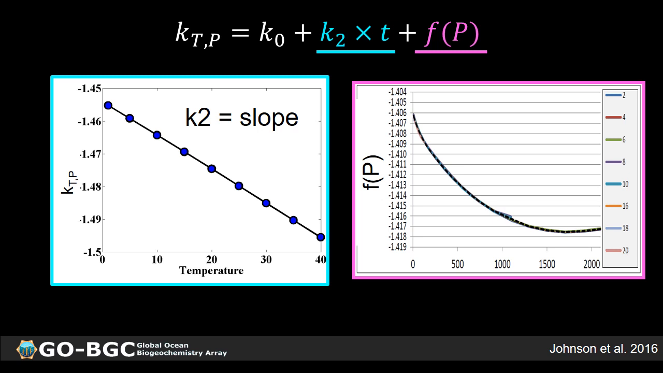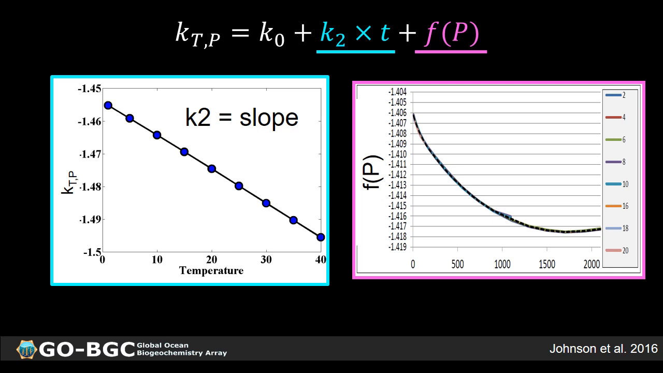On the left, we have KTP plotted on the y-axis as a function of temperature. You can see it's a very linear relationship, and the slope of this is K2. On the right, we see F of P. This is the pressure component of the calibration coefficient, and the dashed black line shows the 6-order polynomial fit that we use to quantify F of P. The F of P is quantified at different temperatures, shown in the different colors, and they're right on top of each other, which denotes that F of P is independent of the temperature, and therefore we can separate the temperature and pressure effects apart.